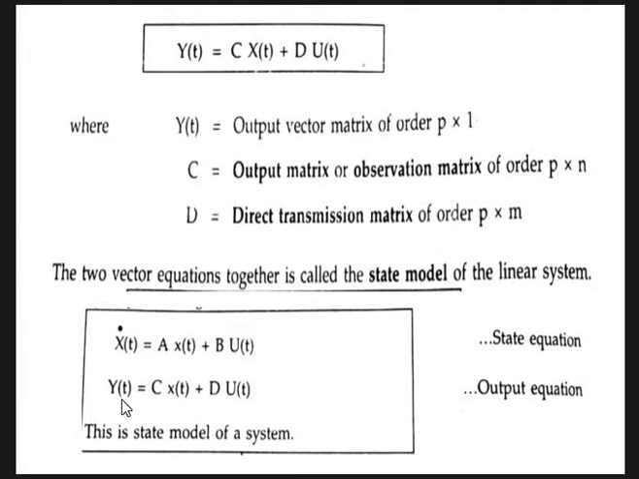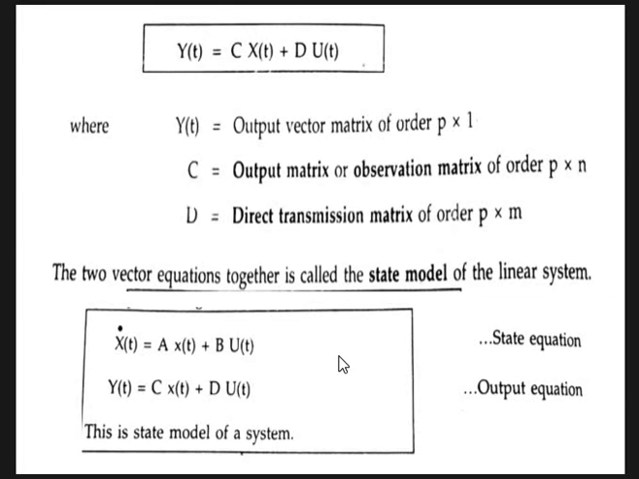The second equation is y of t is equal to C into x of t plus D into u of t. This equation is called the output equation. Combining these two equations is called the state model of a given time invariant system. These two equations are for a time invariant system.